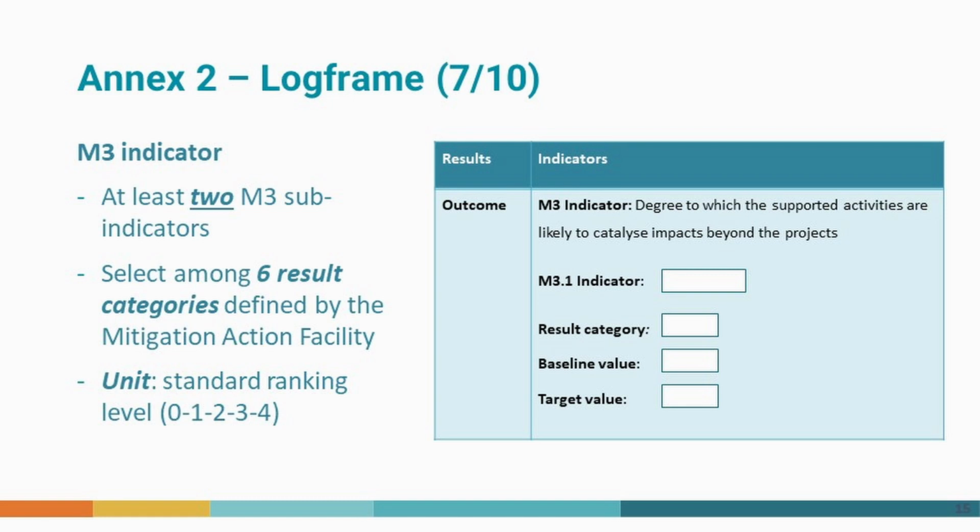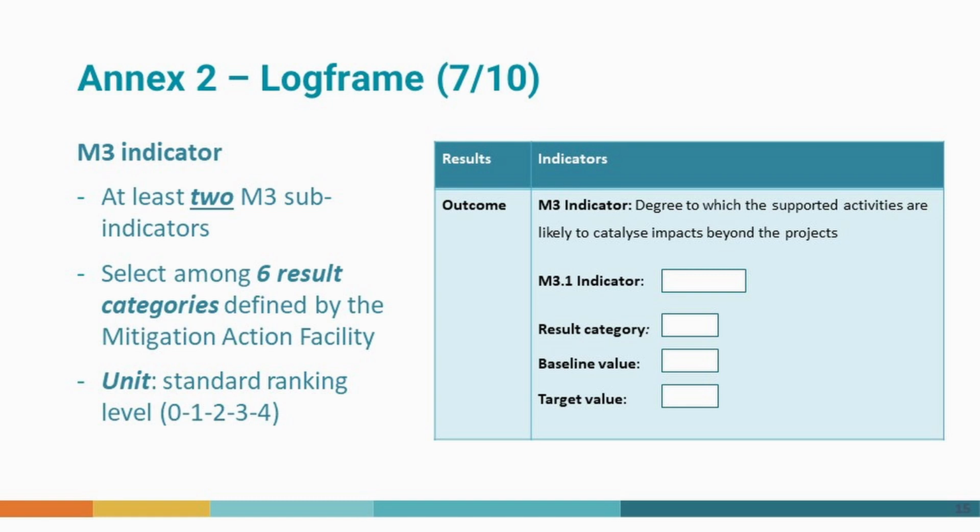Slide 7, M3 indicator. Another M indicator, which is considered to be slightly trickier in comparison to other M indicators, the so-called M3 indicator, the degree to which the supported activities are likely to catalyze impact beyond the project, or in other words, potential for transformational change. Different from other M indicators, which are quantitative, this indicator is qualitative in nature, and we are applying a standard ranking level from 0 to 4 to assess the potential for transformational change of a proposed project.